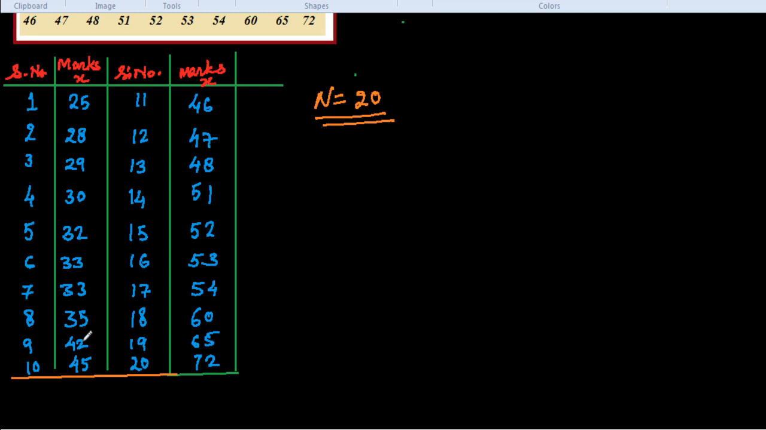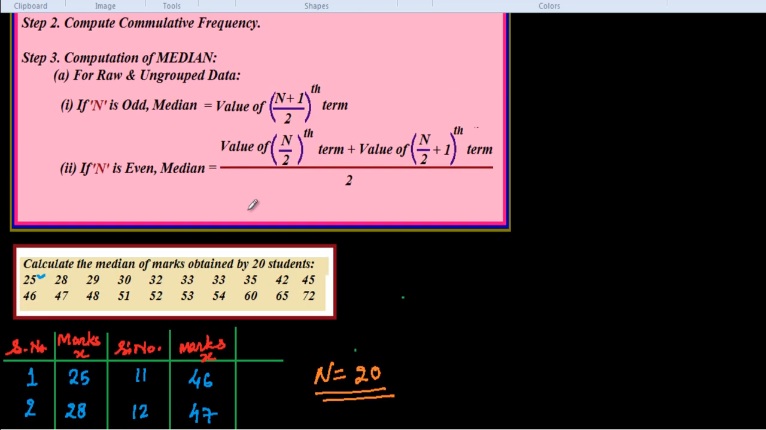The data is given to us, and it is already in ascending order. All the data you see, 25, 28, 29, 30, 32, 33, is in ascending order. So no need to arrange this data in ascending or descending order. So we know that if the total number of terms is even, then this formula we have to follow. If n is even, the median is equal to the value of n by 2 term plus the value of (n by 2 plus 1) term, over 2.